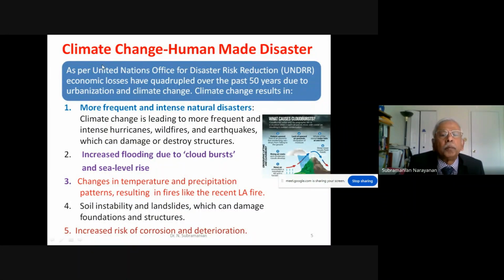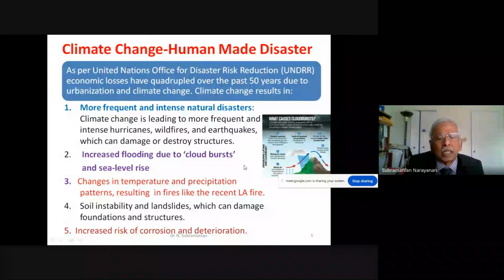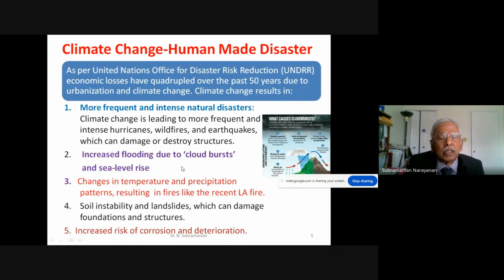So, as I already informed, climate change is a very great human-made disaster. As per United Nations Office for Disaster Risk Reduction, economic losses have quadrupled over the past 50 years due to urbanization and climate change. So, climate change results in more frequent and intense natural disasters. It is leading to frequent and intense hurricanes, wildfires, and earthquakes. Of course, with earthquakes, I cannot say, but they say that it can also induce earthquake, which can damage and destroy structures. And it will result in increased flooding due to cloud bursts and sea level rise.